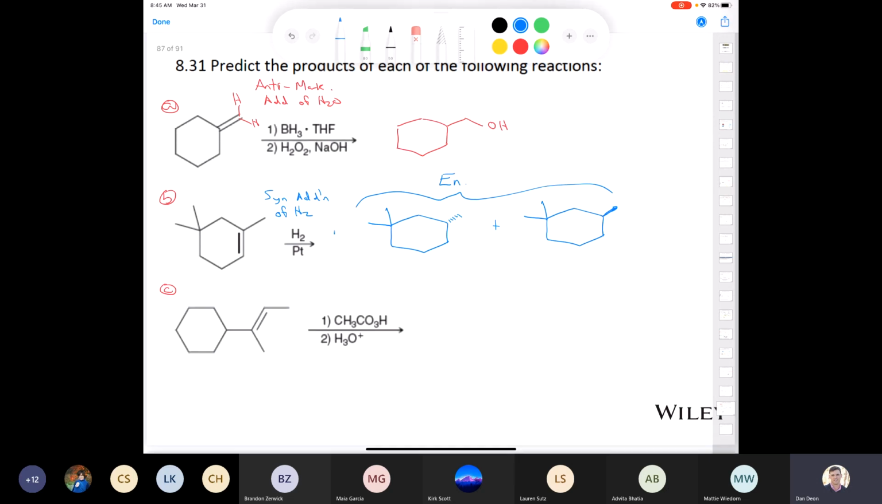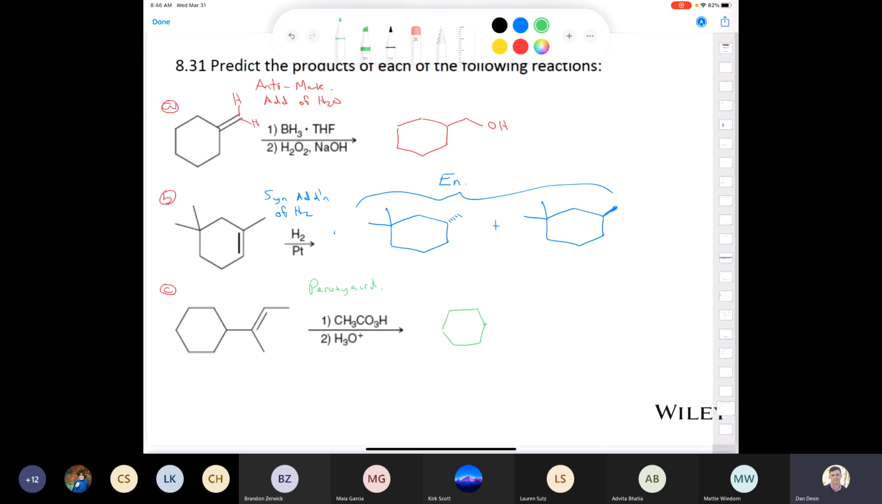The next one, remember that this is a peroxy acid. So this is a peroxy carboxylic acid. So peroxy acid in the first step. And in the second step, I treat it with hydronium. Could anybody tell me what's going to happen in this reaction? Would this be a syn-dihydroxylation or an anti-dihydroxylation? So I'm taking a peroxy acid and then I treat it with water. It's an anti-dihydroxylation, right?